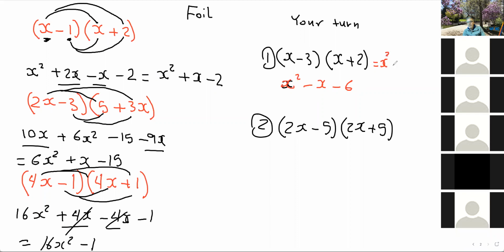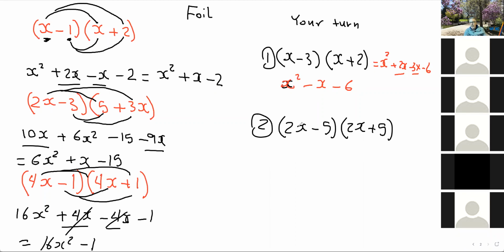X times positive 2 is plus 2x. Negative 3 times x is negative 3x. Negative 3 times 2 is negative 6. Now these are like terms. So x squared, positive 2 minus 3 is negative 1x, and then minus 6. There's a shortcut to this as well, but I'm going to tell you later.